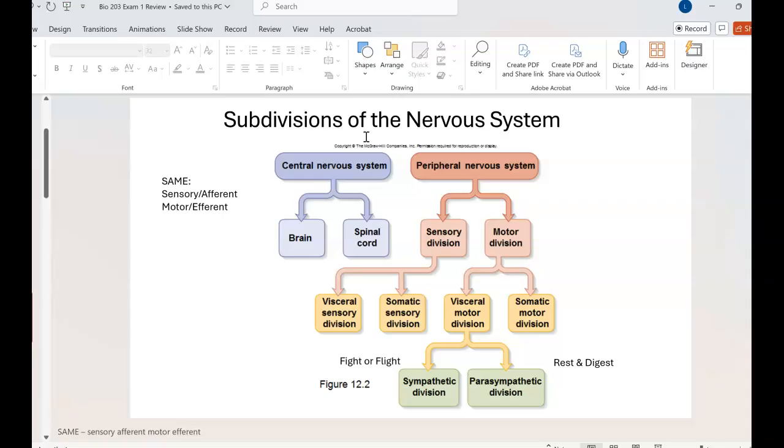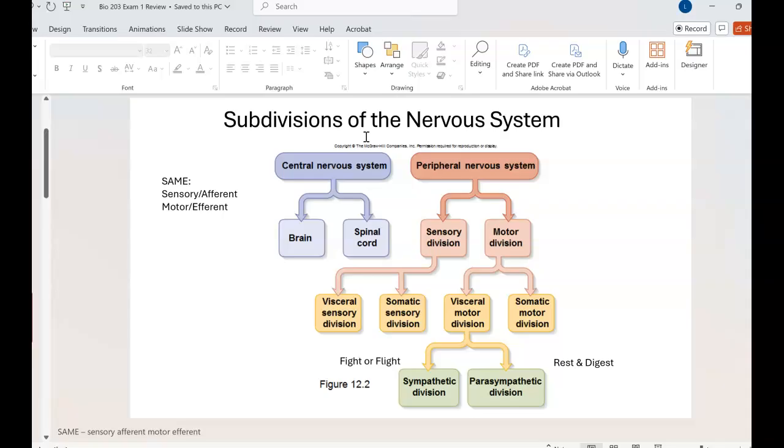Then the central nervous system figures out what to do and then sends that message through the motor efferent system. So I like to think of that efferent system as that information exiting the central nervous system.